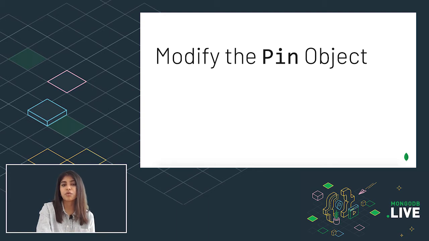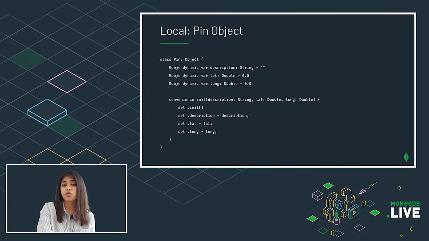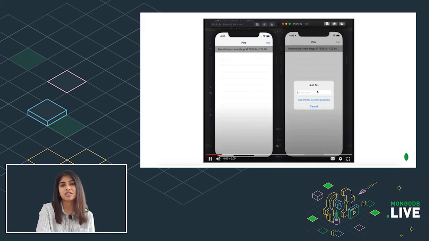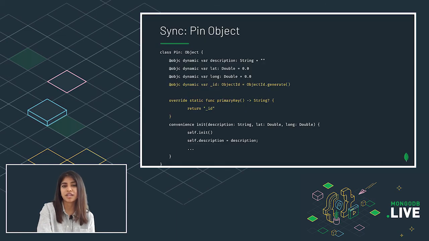And lastly, right before we run our app, we also want to make a few tweaks to the pin object. This is so our local data matches how MongoDB expects a document schema to look like. When we were only using the local database, we had originally defined our pinned object like this. It had 3 fields, a description, a latitude, and a longitude. When we add on sync, we'll have to make sure that we add an ID field and override its getter. This is because MongoDB documents require an ID field on each document, and now our object model is compatible with MongoDB's document schema, so we can run our synced app.